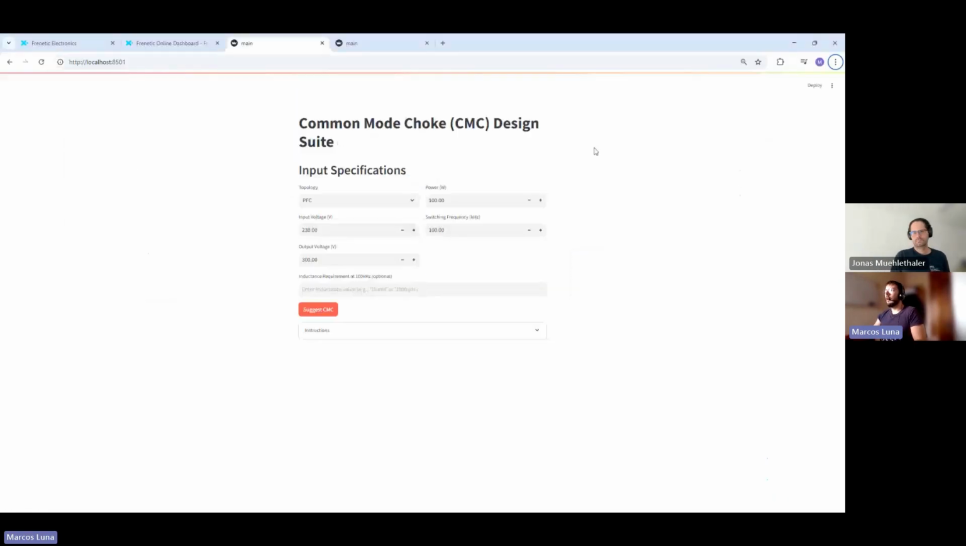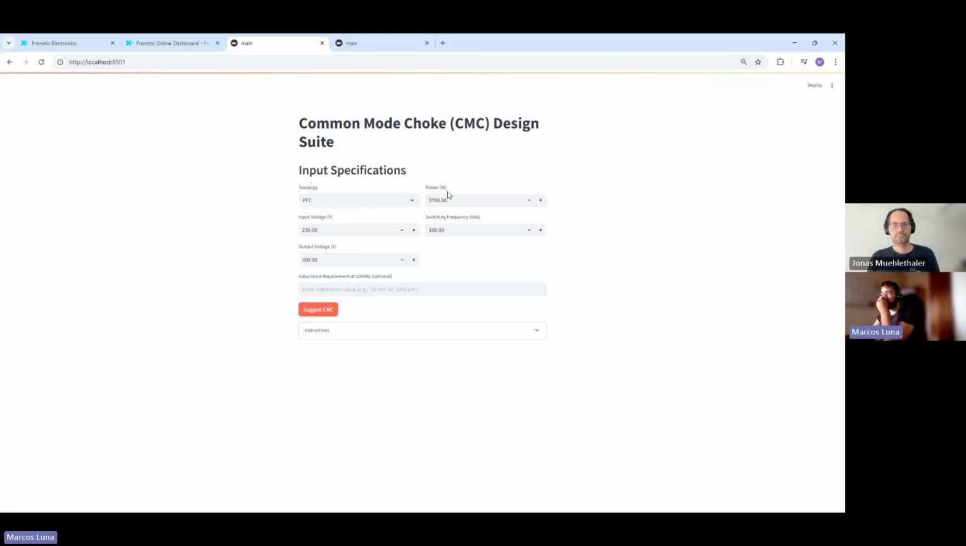So to show that, let me go to the web. Okay, so this is the future. This is a beta interface that we would like to implement, if it is interesting, in the Frenetic AI interface. Basically here you have the topology selection, the power.